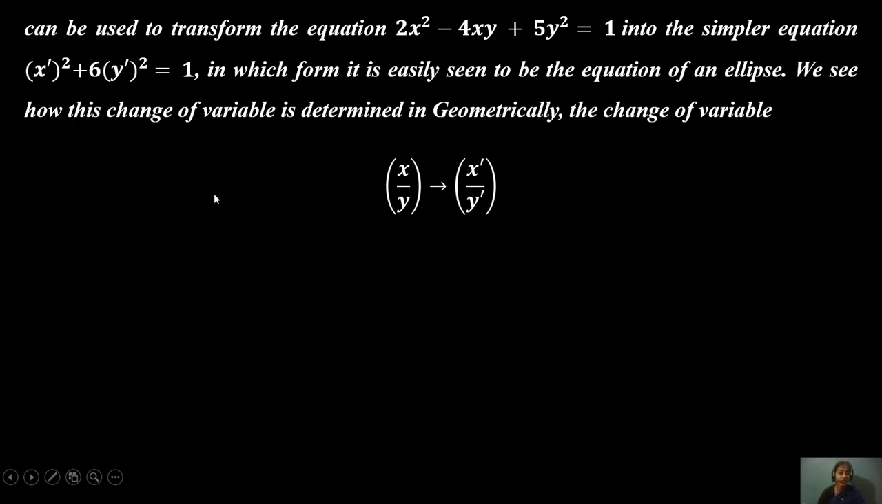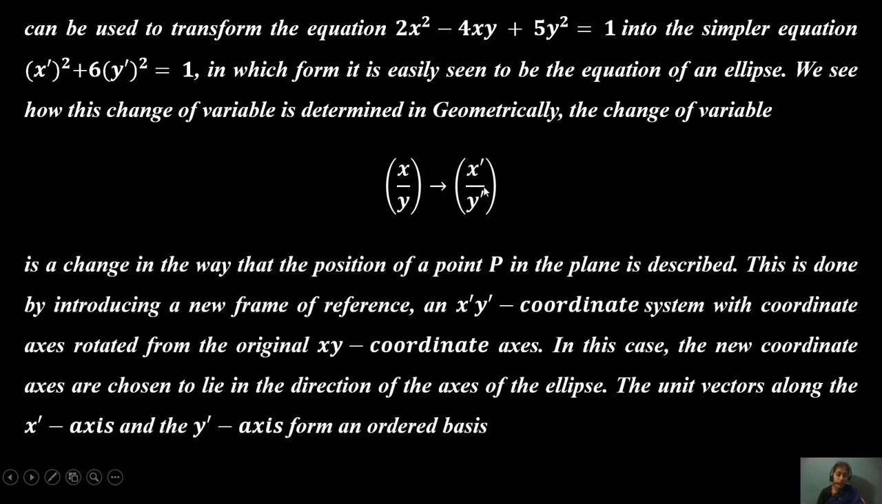We can see the change of variable is determined geometrically. In this change of variable, xy is considered as x dash y dash. This x dash y dash is the position of the point P in the plane. Sometimes we introduce a new frame of reference, that is an x dash y dash coordinate system with the coordinate axes rotated from the original xy.